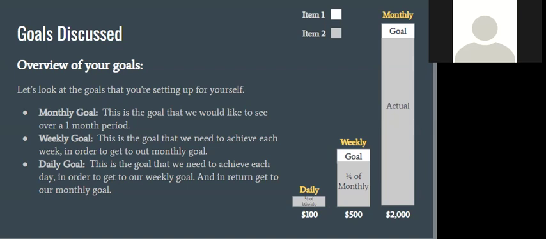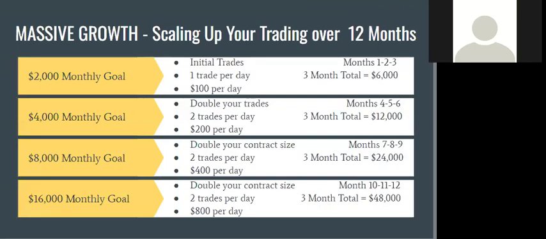Okay. So if we trade each day and you just make $100 per day and do that every day, all 5 days of the week, you'll get 500. All 20 days of the month, you will get 2,000. And that's a small target. $100 is a small target. So I want to look at that and show you on a little bigger scale. Okay. Because you can have massive growth just by scaling up that trading over a 12-month period.